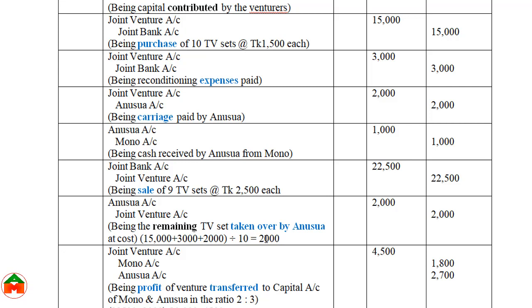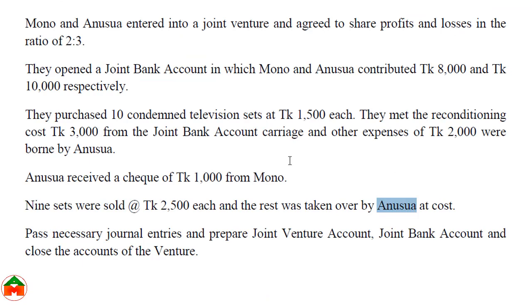cost is 2,000. Anusha has taken the unsold stock at cost price, and the cost price is 2,000 for each television set. Since Anusha has taken one television set, the cost price is 2,000. That's why Anusha is debited 2,000 and joint venture account credited 2,000. And we have done most of the journal.